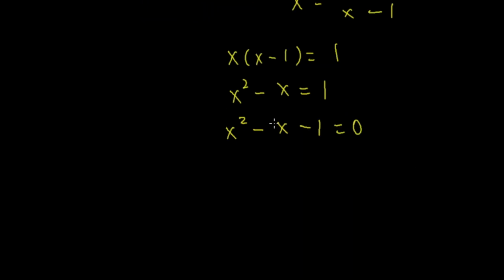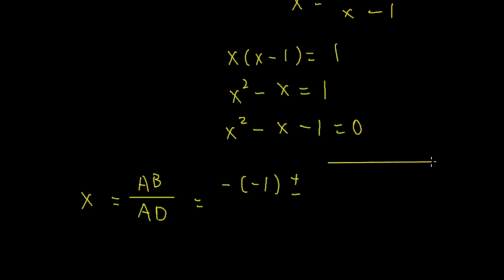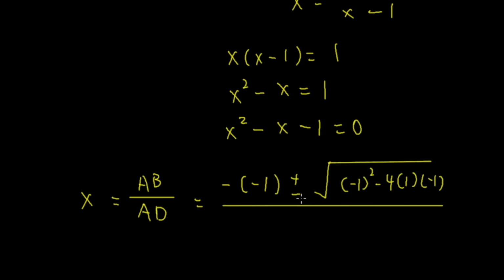Now, solve for x here. It's a quadratic equation. To do that, I think what we really have to do is use the quadratic formula. So let's look at this here. x is equal to AB over AD. We know that, and that's equal to minus negative 1 plus or minus the square root of negative 1 squared minus 4 times 1 times negative 1, all divided by 2 times 1.